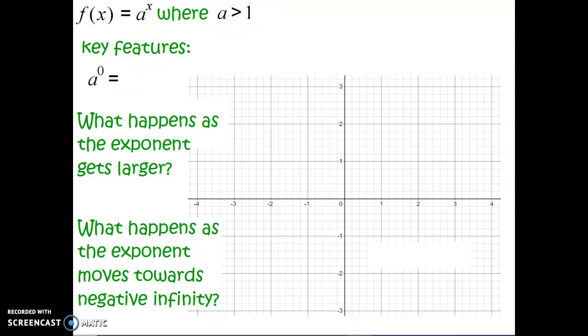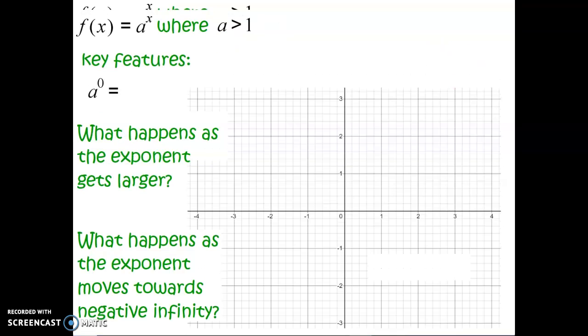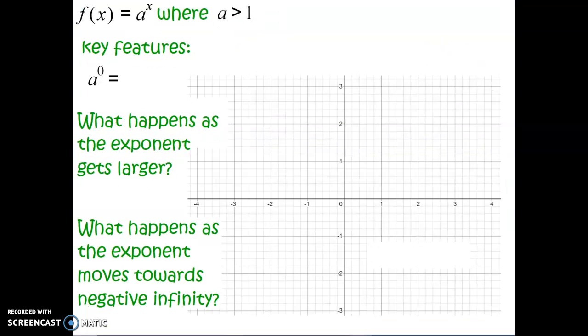So first of all, let's look at the growth models where a is greater than 1. So a is never going to be equal to 1. Let's look at what that would look like. Let us suppose that we had a graph and it was y equals, oops, put my 1 in the wrong place. y equals 1 to the x power.